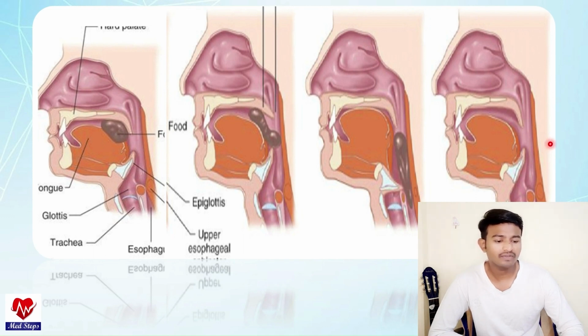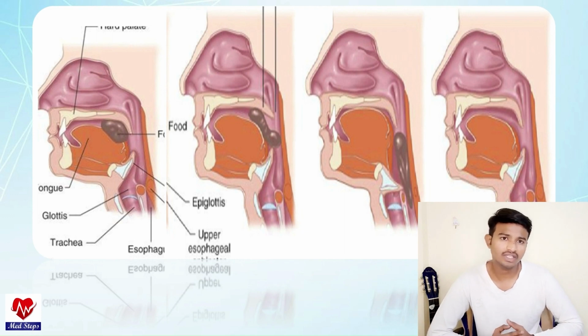Then after that, what will happen? Here, as I told you before, at the C6 level you will find the upper esophageal sphincter. When food is passing, the upper esophageal sphincter will relax. Because of that relaxation, the food passes into the esophagus. In that esophagus, peristalsis movement will be there. Because of that peristalsis movement, the food will go to the stomach. This is the process of the esophagus.